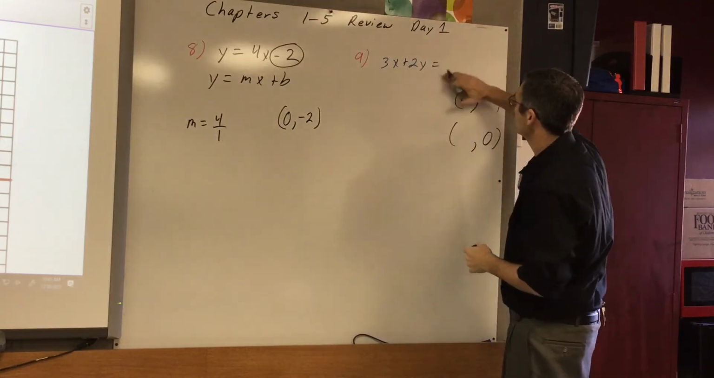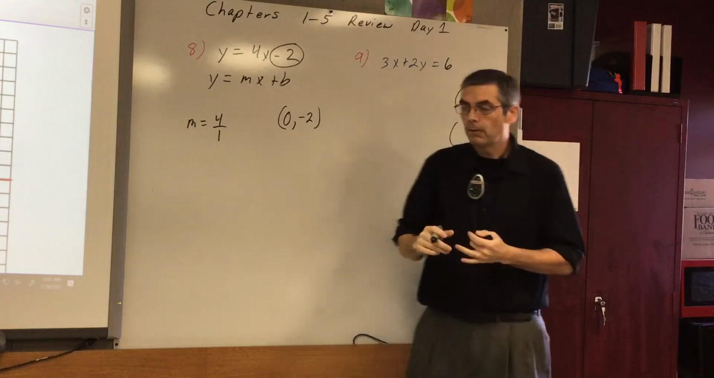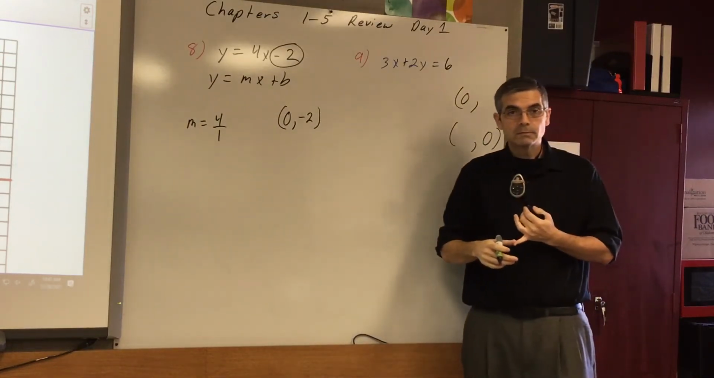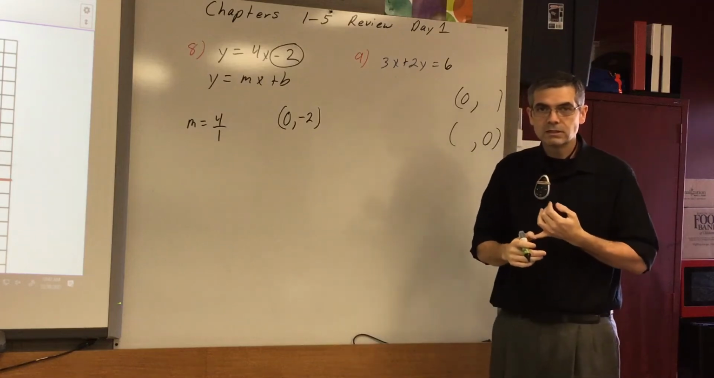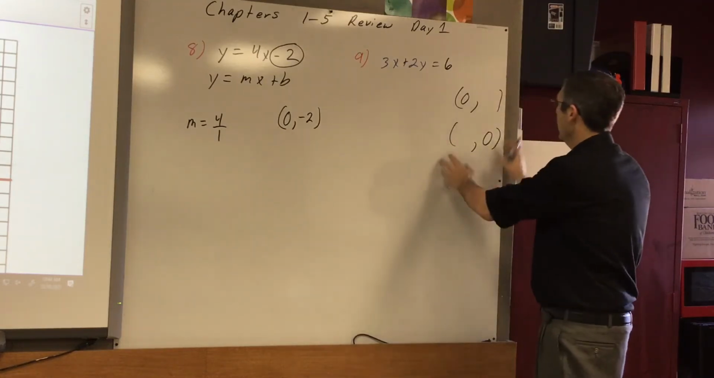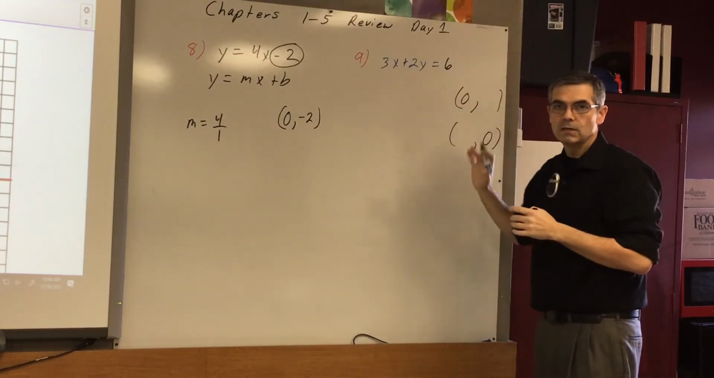Because the intercept is about where the line crosses the x-axis and the y-axis. Oh, that's supposed to be 6. Yeah. Wrote my problem down wrong. Okay? So, but the intercepts, again, are about where the line crosses the x-axis and the y-axis.